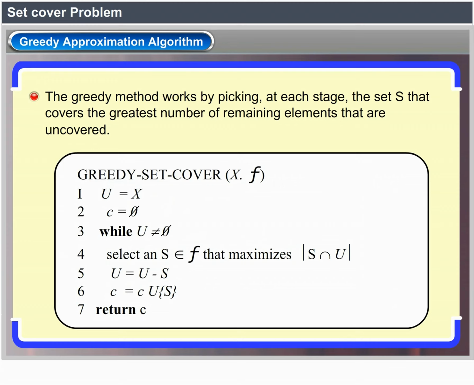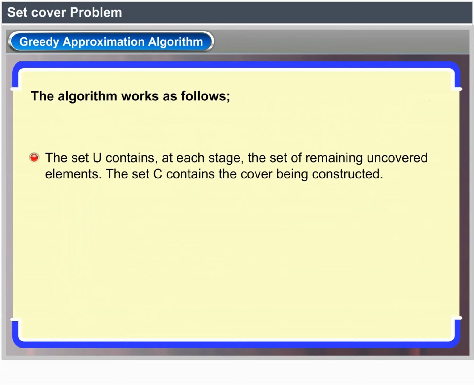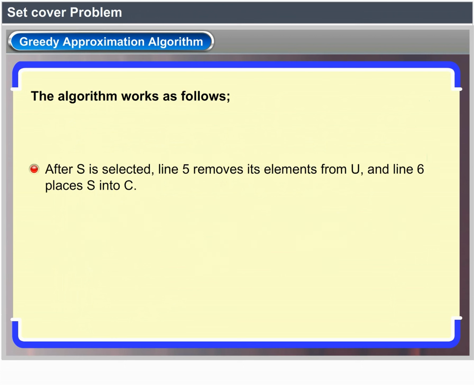The algorithm works as follows. The set U contains at each stage the set of remaining uncovered elements. The set C contains the cover being constructed. Line 4 is the greedy decision-making step, choosing a subset S that covers as many uncovered elements as possible. After S is selected, line 5 removes its elements from U and line 6 places S into C.